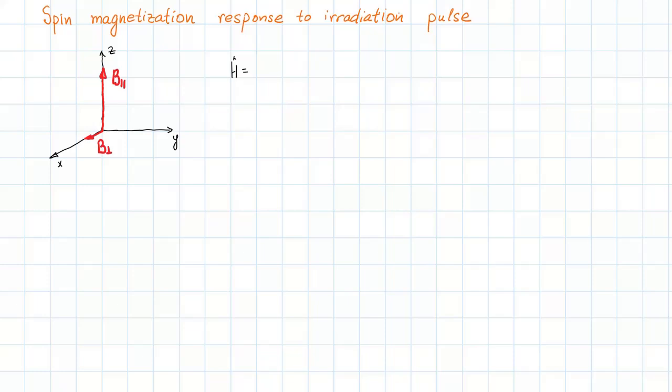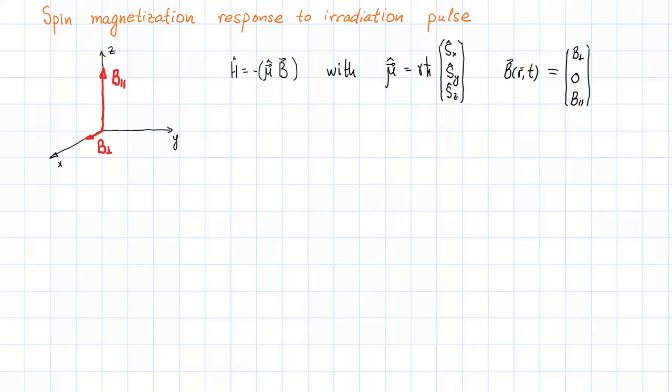magnetic field, B, which is simply the product of both with minus. The magnetic moment vector operator, mu, is proportional to the vector spin operator consisting of the three components, Sx, Sy, and Sz. Gamma is the gyromagnetic ratio, and h bar is the Planck constant. In our case, the magnetic field vector, B, which in general can depend on time and coordinate, is given by the components shown in the figure. By inserting our expressions for mu and B into the Hamiltonian, we transform it into a more explicit form.